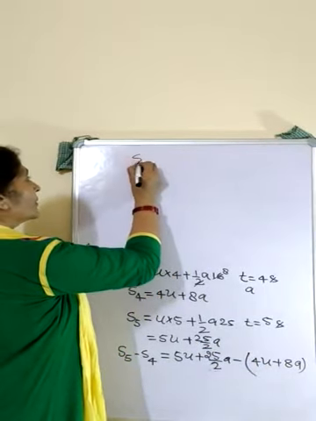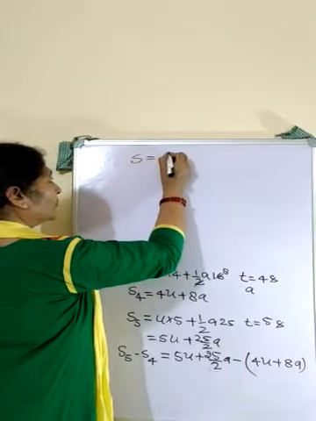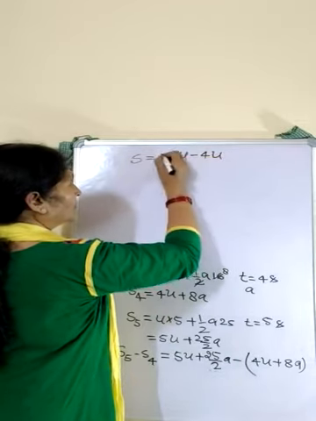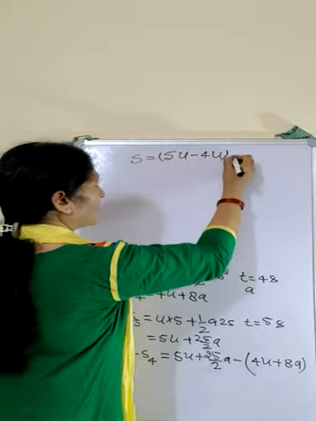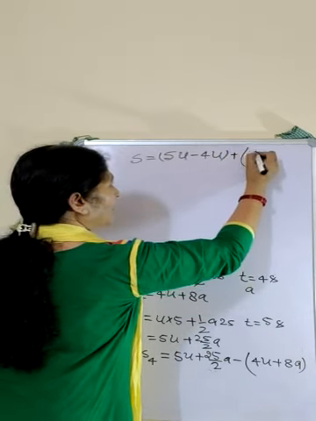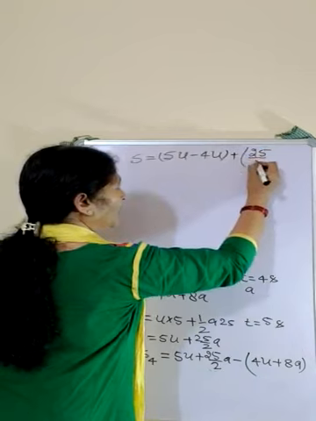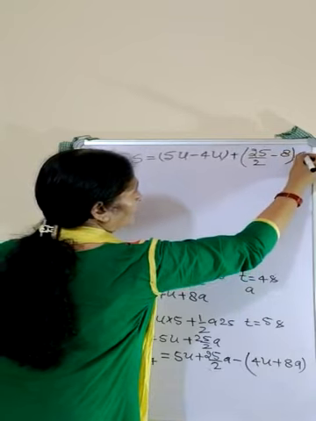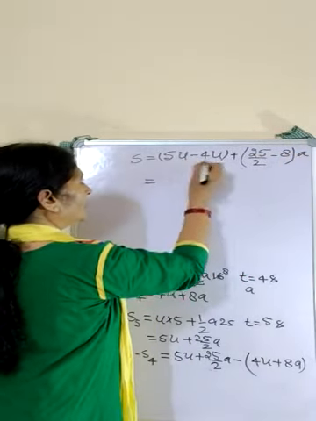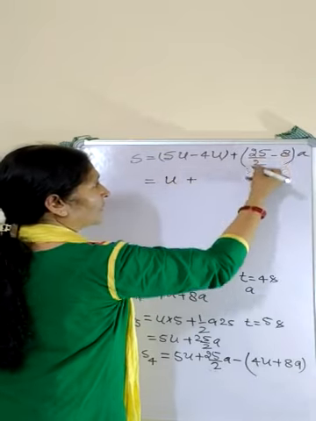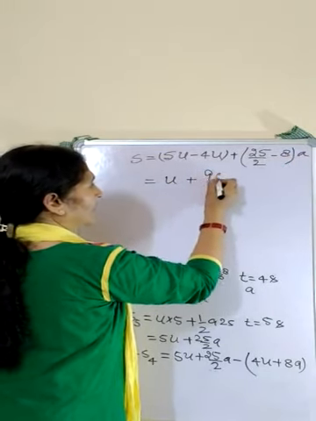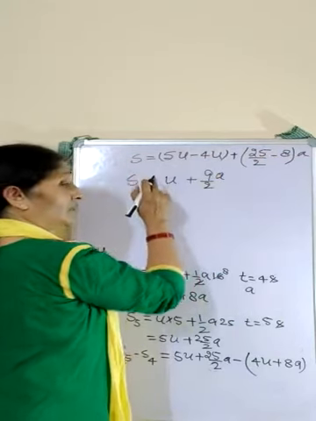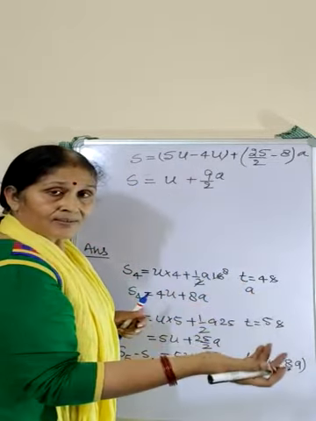Now S is equal to 5U minus 4U plus (25/2 minus 8) into A. This is equal to U only, and after calculating this we will get 9A by 2. This is the distance travelled between the 5th second and 4th second.